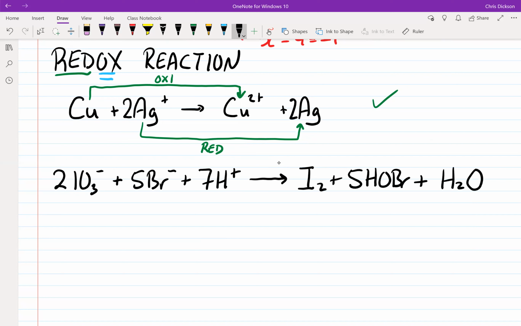Plus waters, okay? And someone says to you, well, is this a redox reaction? I mean, it looks ugly, so maybe, but is it actually one?